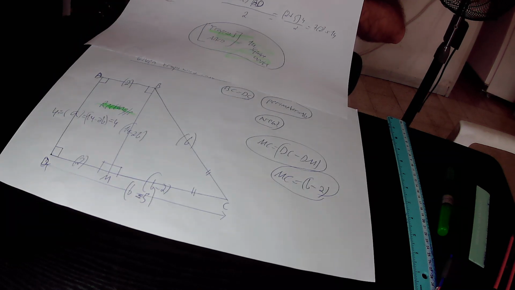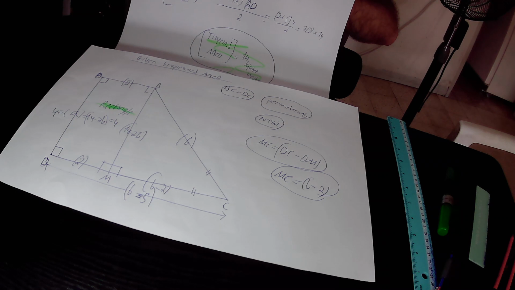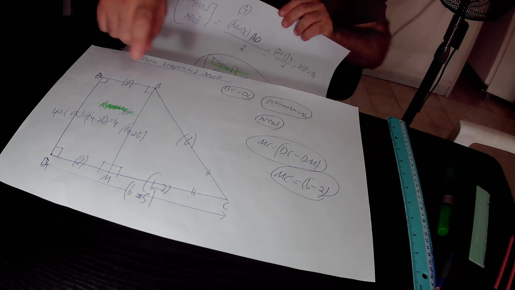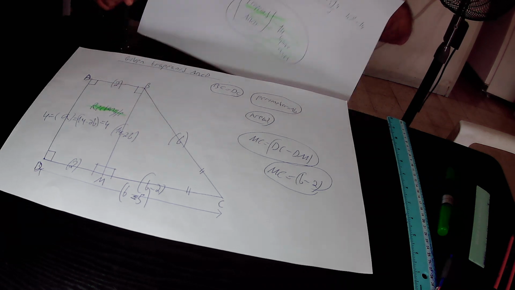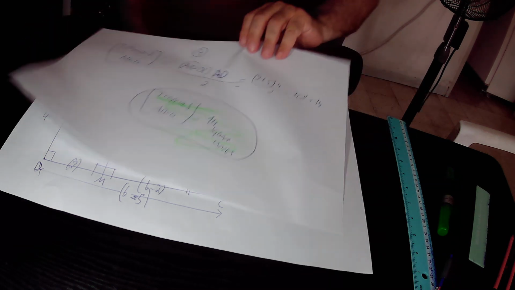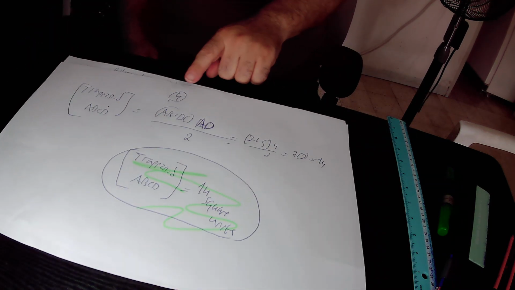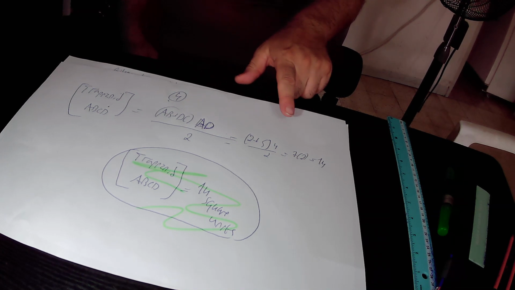AB is 2 according to our definition. AB is 2 according to what is given in the question. DC equals b, and b equals 5. So DC equals 5, and AD equals 4. Repeat again, AB equals 2, DC equals 5, and AD equals 4.